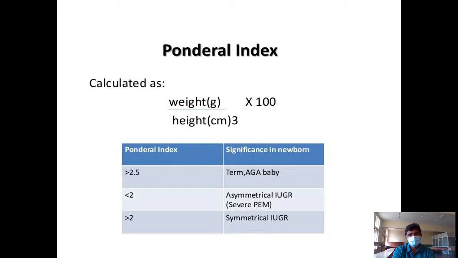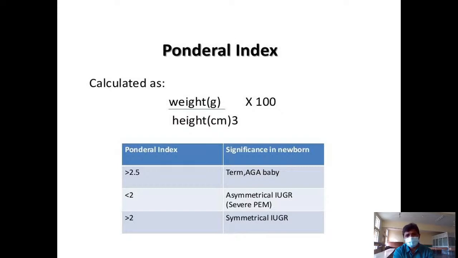In symmetrical IUGR, all the measurements are decreased: the head circumference will be decreased, the length will be decreased, the weight will be decreased. The insult starts from the early part of the intrauterine period, from the first trimester onwards the fetus is exposed to the insult, so all the parameters will be decreased, and you have a near normal Ponderal index. Then you can label the child as symmetrical IUGR.